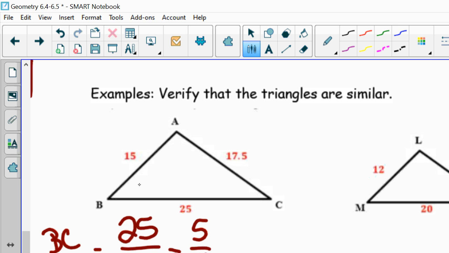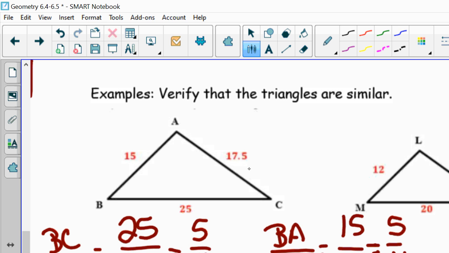So now I'm going to check BA over ML. So I have 15 over 12. Biggest number they have in common is 3. So that becomes 5 over 4. So then the last one we want to check is AC over LN. This is 17.5 over 14.